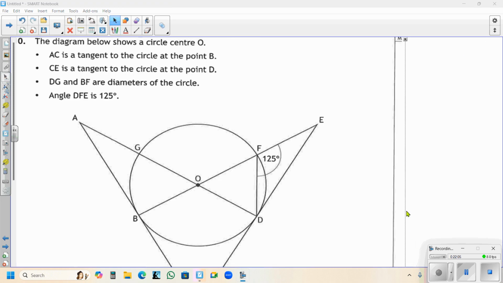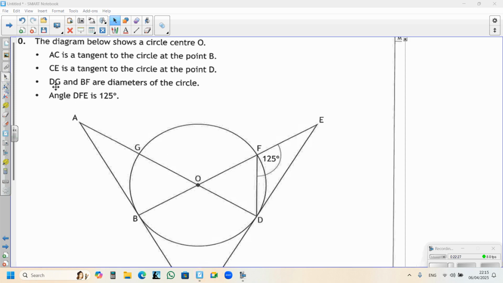We've now got an angle in a circle question, so we'll read this wee bit first and then we'll have a look at the diagram. It says the diagram below has a circle centre O, we can see that. AC is a tangent at the point B, so there's the big tangent there at that point B. And CE is a tangent at the point D, so there's another big tangent there, meeting at D.